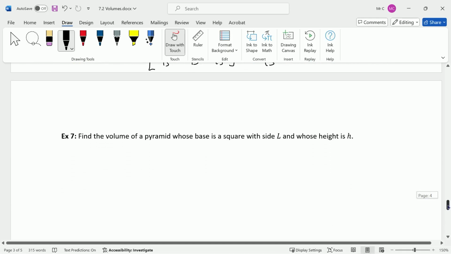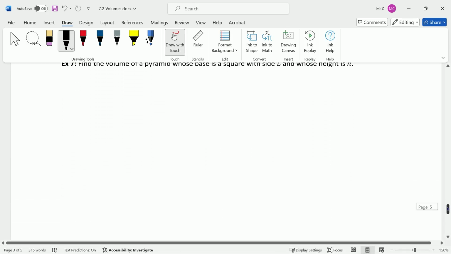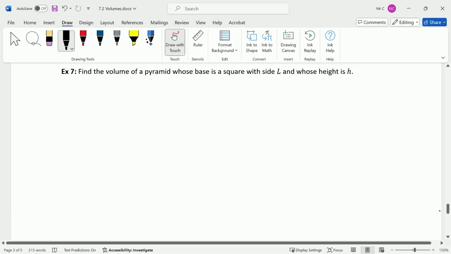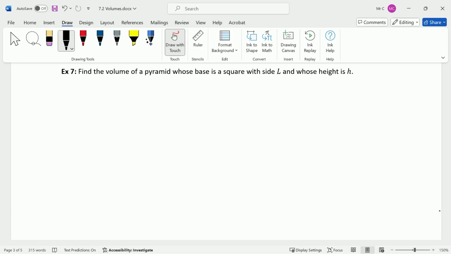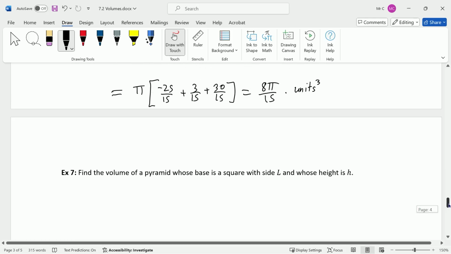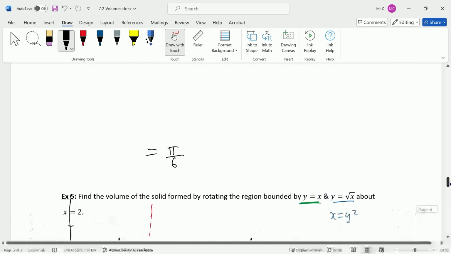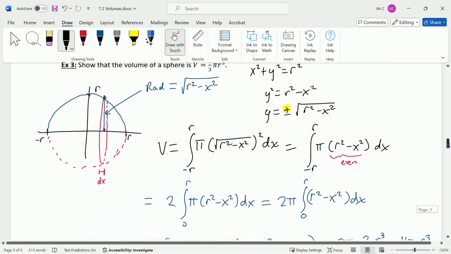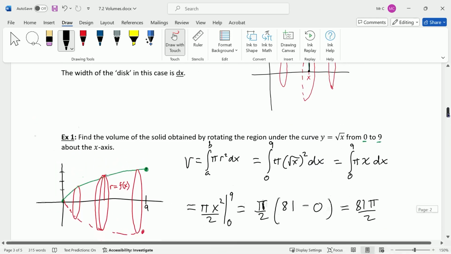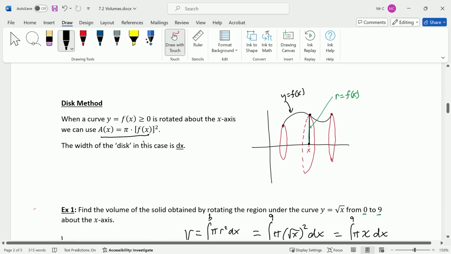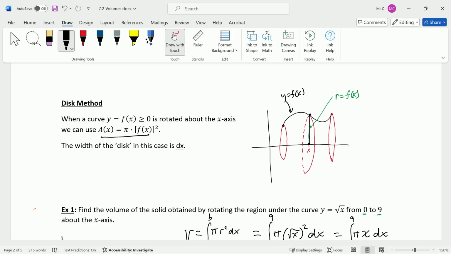All right. So now we'll do something a little bit different. Find the volume of a pyramid whose base is a square with side L and whose height is h. So this is different because if you're talking about a square pyramid, you can't represent this as a rotation of a curve. Remember, the whole purpose of the rotation of the curve is all about finding the area function. The reason we were doing the disk method is because the area of the cross section is pi r squared for a disk.